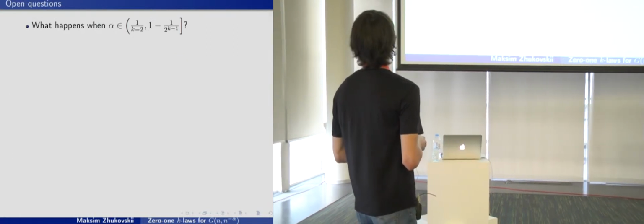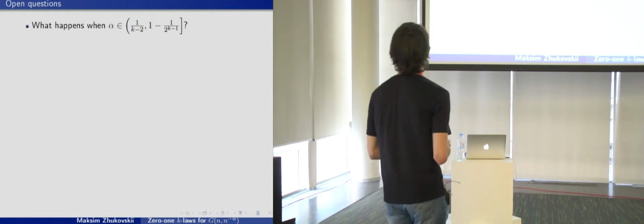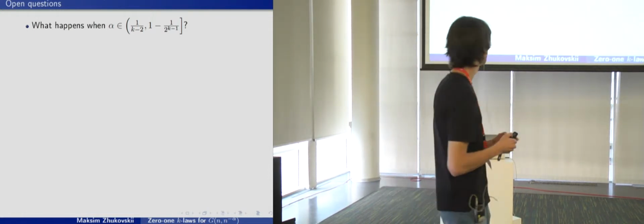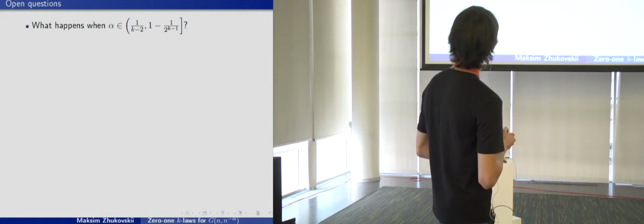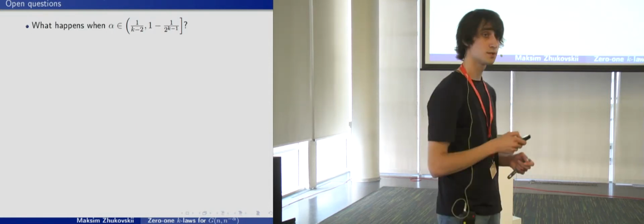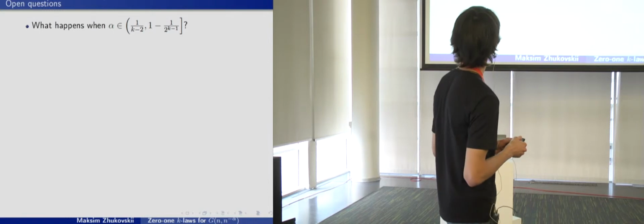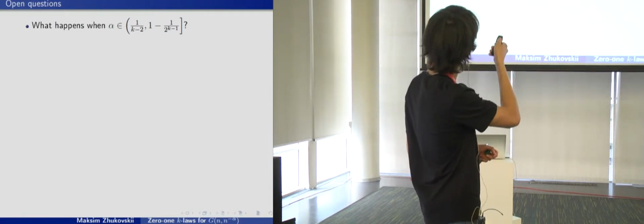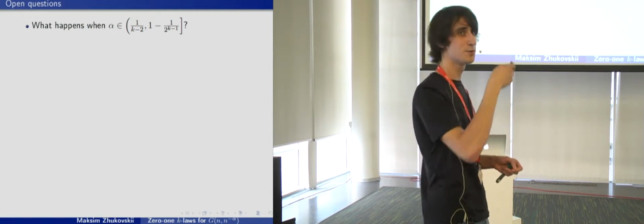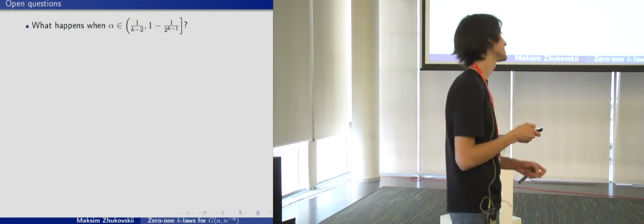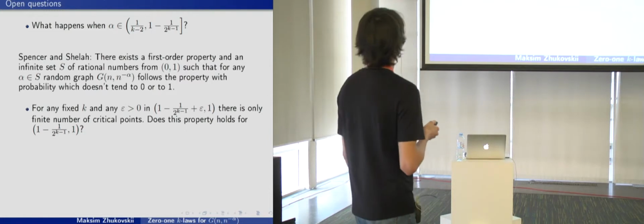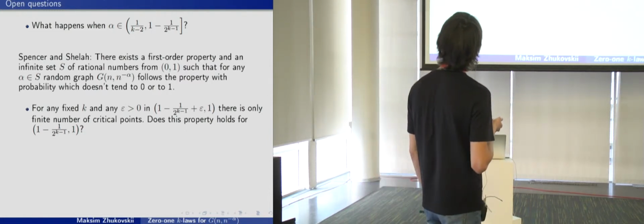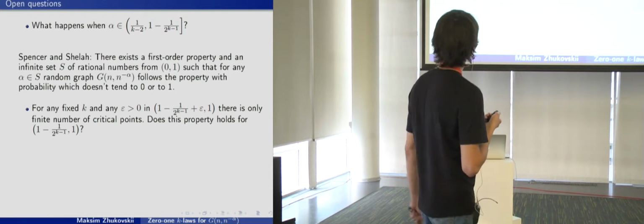Okay, and now let me list the most interesting open questions that we have. So we have this large interval from 1 over k minus 2 to 1 minus 1 over 2 to the k minus 1. Well, I recently proved that this point is k critical, so we shouldn't include it into this interval. And I think it's a more interesting problem.